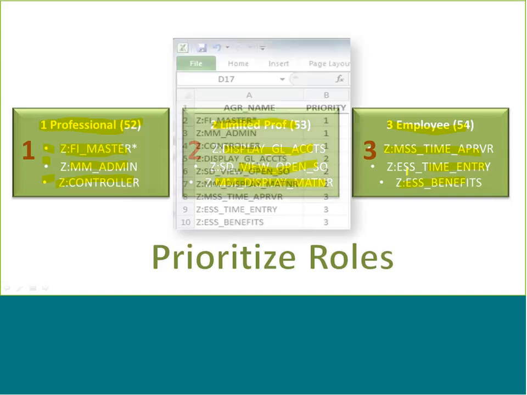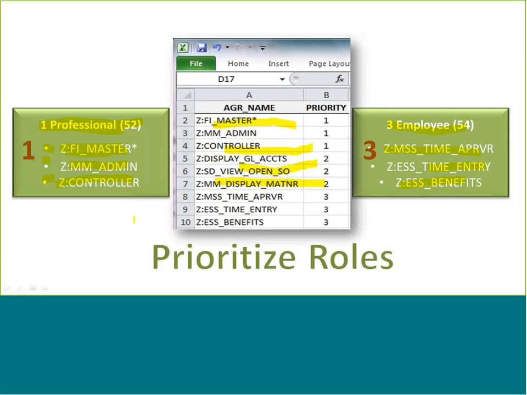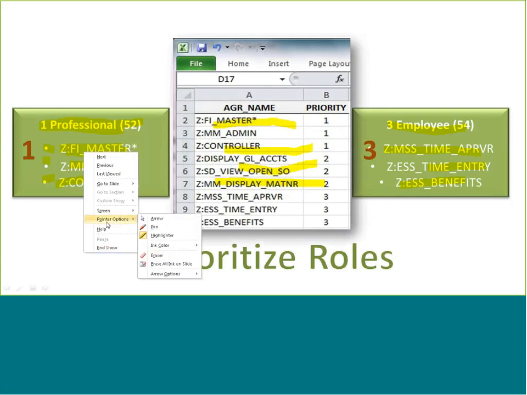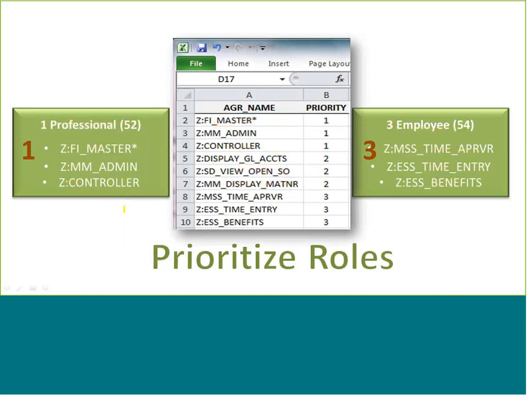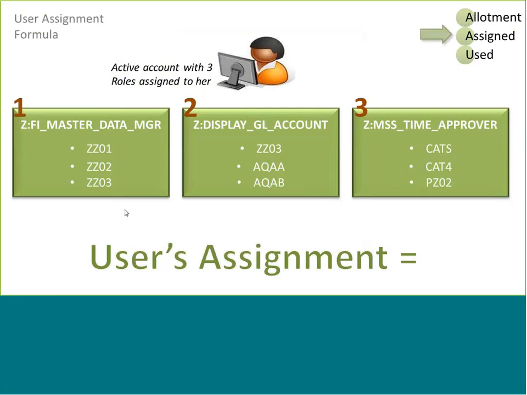So at the end of the day, you'll have a 2-column report. The aggregate name is all of your roles that you assigned to production, and the second column, priority, is how you prioritize those roles: 1 is full professional, 2 is limited, and 3 is employee. So from here on, LiveCompare crunches all of the data. Again, you have to plug in your allotments and your prioritization of roles, and then from here on, there's a formula in the background that determines the assignments.